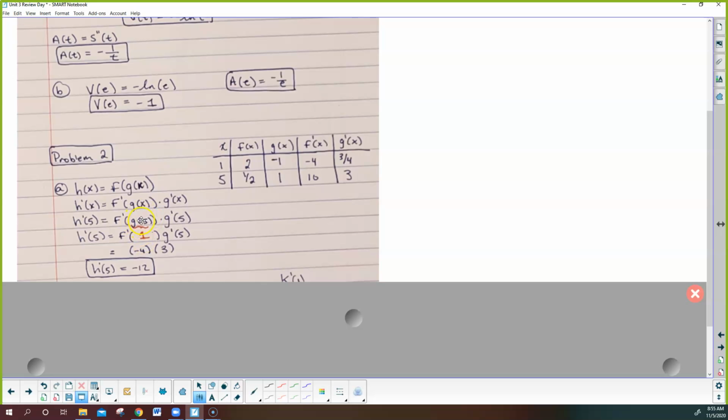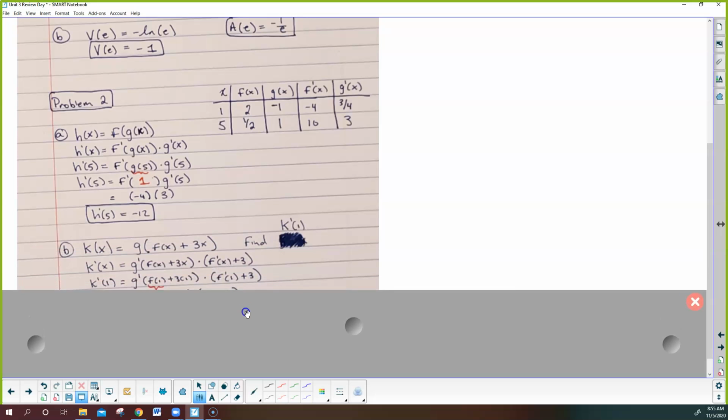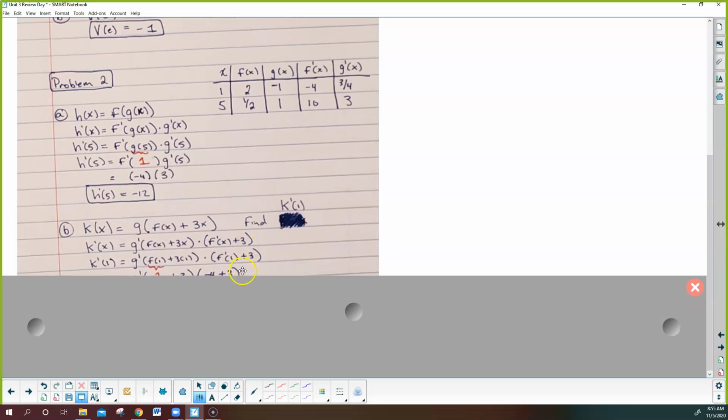So g of 5 is 1, that's the red 1, and that's where we got the information from the table. So g of regular 5 is 1. And then g prime of 5 is 3, and f prime of 1 is -4. So 3 times -4 is -12. And by the way, these are going to be on Schoology, so if you want to go back later on tonight and study them, you can.